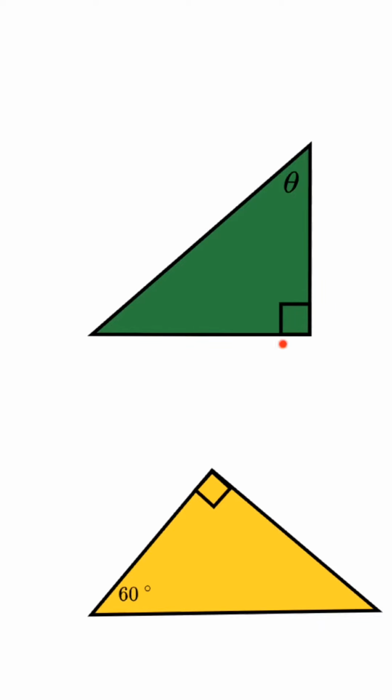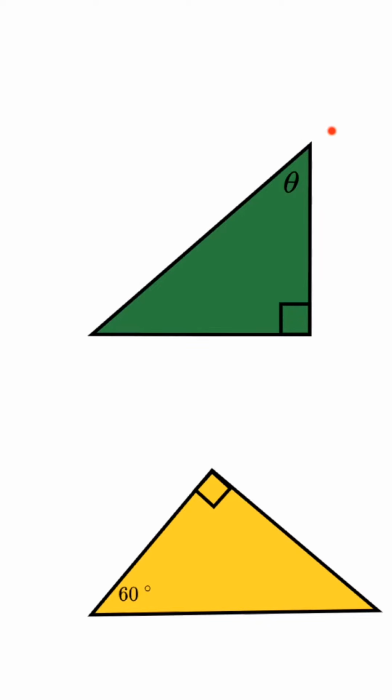We see that the right angle is where the box is, and this Greek symbol theta represents the measure of an acute angle in degrees. By acute, I mean an angle that measures more than 0 degrees, less than 90 degrees. So this could be any acute angle measure. It could be 42 degrees, it could be 63 degrees, as long as it's between 0 degrees and 90 degrees.